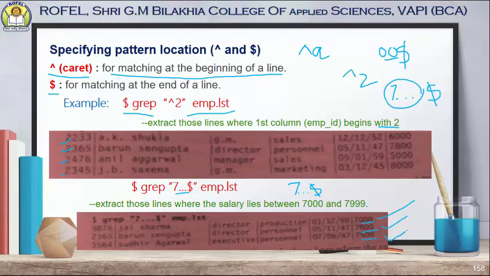So are you getting this? There are two special characters used as pattern-finding locations: one is the caret and one is the dollar. Caret is used for matching at the beginning of a line. Dollar is used for matching at the end of the line. But remember, when you write the caret sign inside the square bracket, it performs the inverse role. Without the square bracket, it will match the beginning of a line.